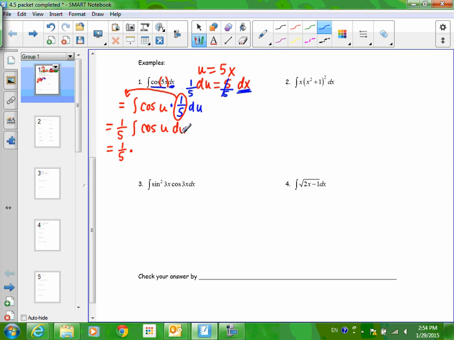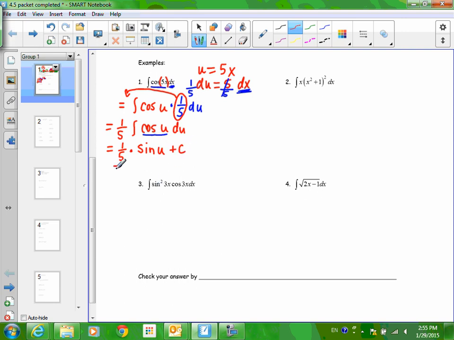Okay, so now look at the bookends, right? The integral symbol and the du. What is the antiderivative of cosine u? Sine of u. Positive or negative? Positive. Very good. Don't write du. I integrated. The du and the integration symbol go away when you actually integrate, when you take the antiderivative. I do need a plus c, though.